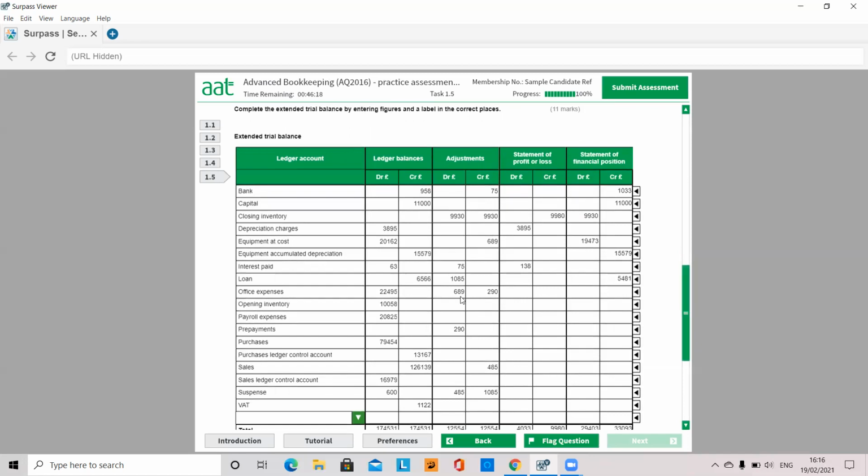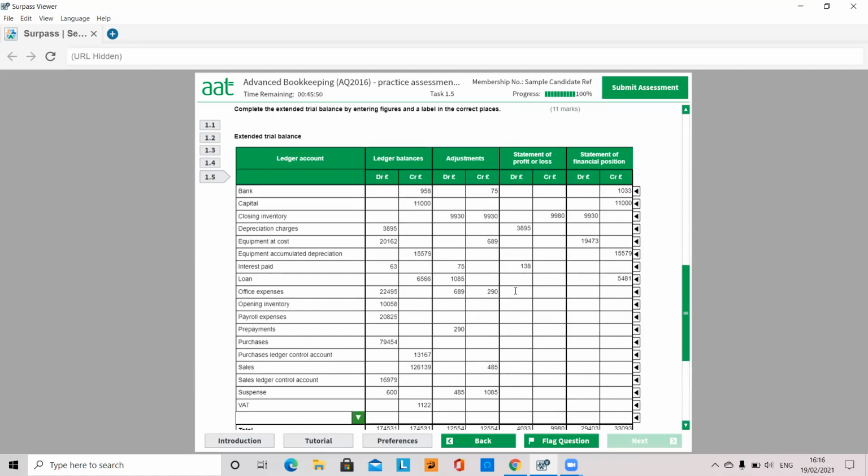Nearly there. Office expenses. There's a bit of a mess here, wasn't it? We had office expenses. We had an original entry of 22,495. We then made an adjustment for 689, but then we made another adjustment for 290. So you can either go 22,495 plus 689 minus 290 will give you the correct figure, okay? Or you could just take one from the other and add it to that.